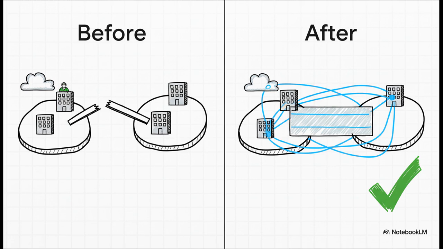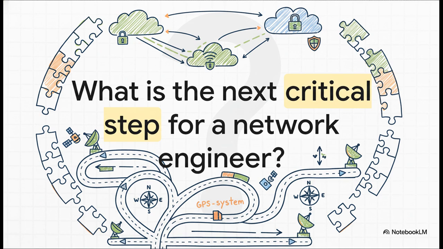So let's just recap what we've accomplished. We started with a bunch of isolated office networks and, in a few logical stages, we built a fully connected enterprise. We provided internet access with NAT, linked our sites with GRE tunnels, and automated the routing with OSPF. We now have a cohesive and intelligent network. So we've successfully built the roads, and we've installed the GPS system for our network's data.